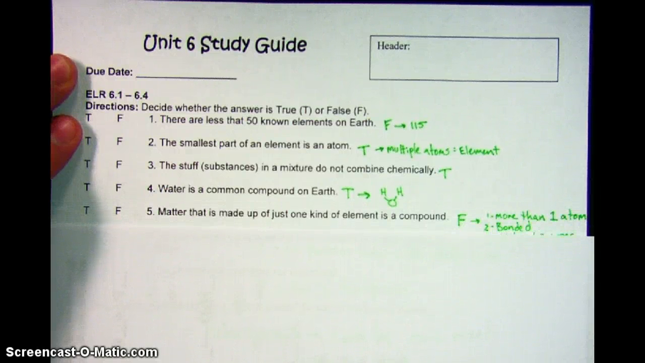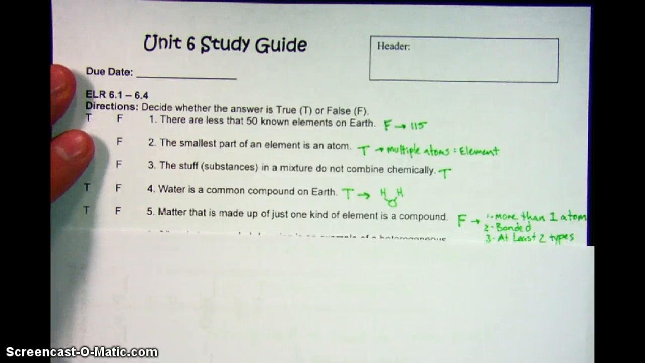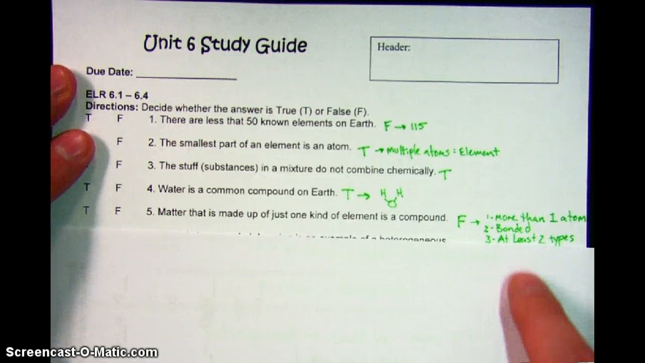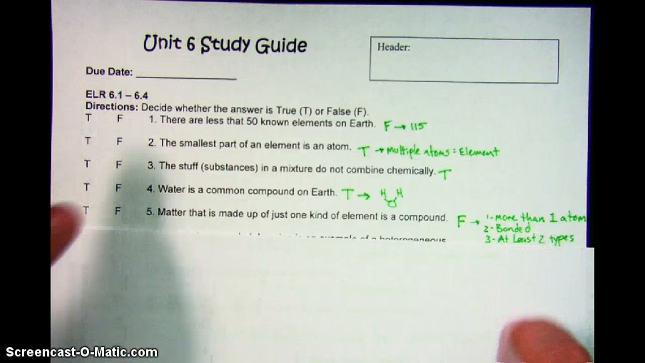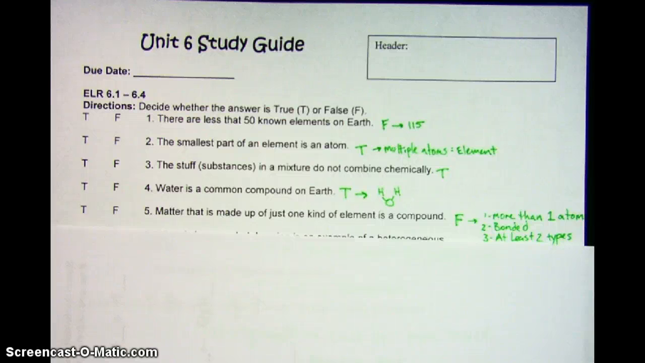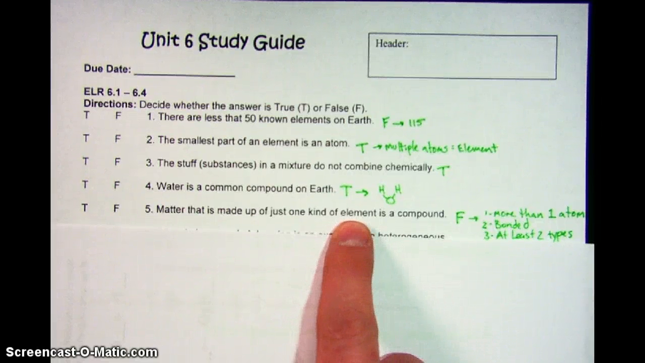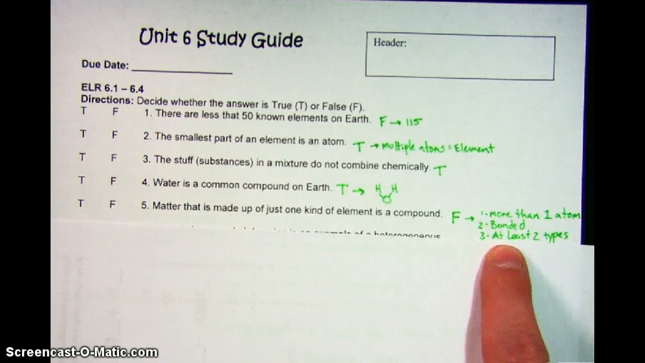Number 5 says matter that is made up of just one kind of element is a compound. That is false. The reason is because, again, the rules to be a compound is more than one atom, bonded, at least 2 types. And so if you have something that is made of just one kind of element, you're breaking the third rule, because a compound has at least 2 types.